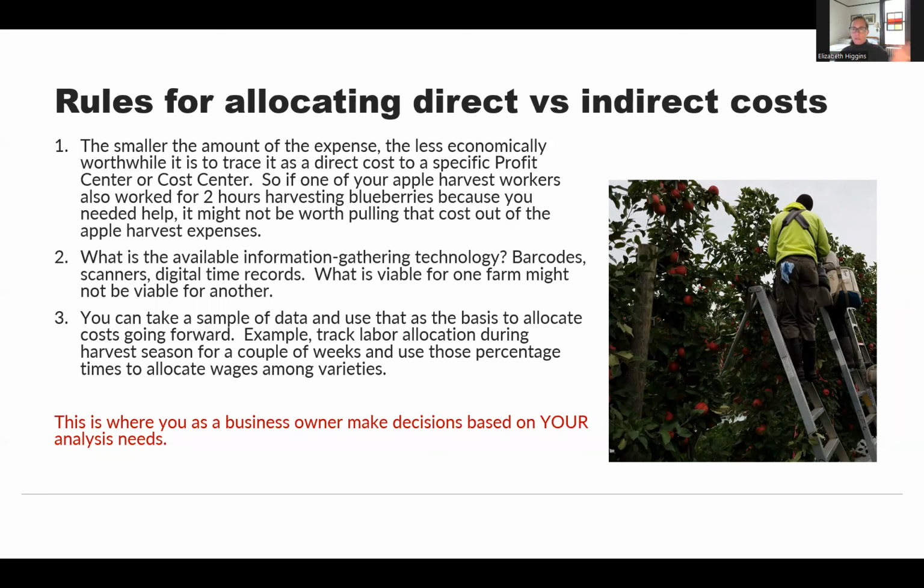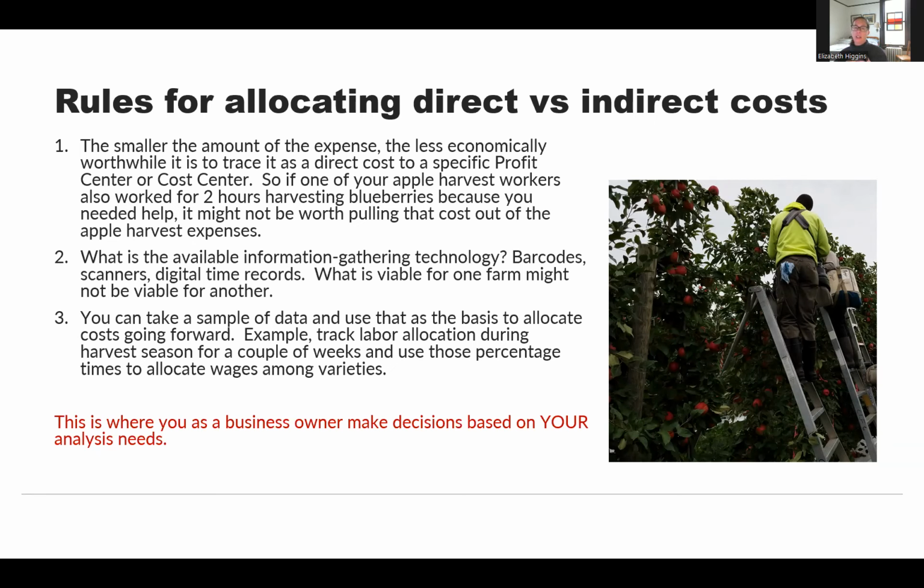So if you think there's a big difference in pruning this type of system compared to this other type of system, and you want to be able to look at the profitability of two different systems, you might want to just quickly spend some time watching people do it for a little while to get a sense of the difference in the time, and then just allocate based on that data that you collected going forward. So rather than tracking every single day what people do.